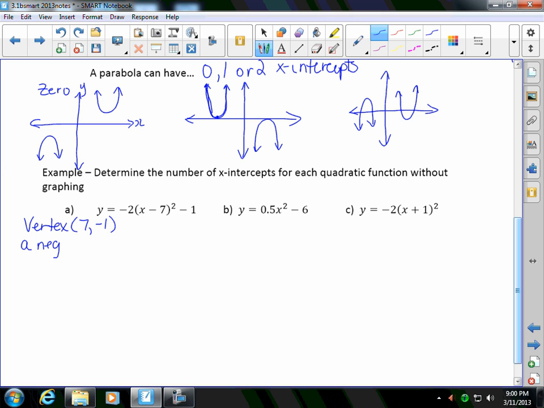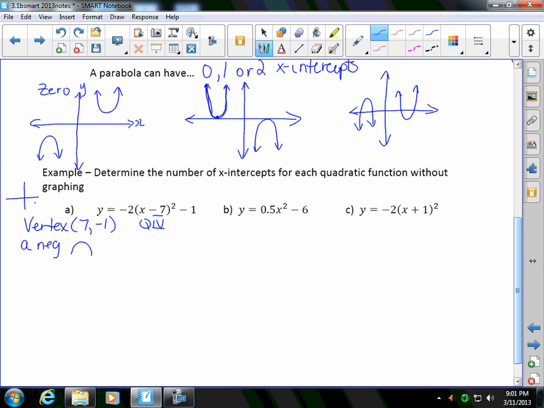So I know my parabola is going to be going in that direction. If I think where a vertex of 7, -1 is going to be, if you think of where your quadrants are, I've got a positive 7 and a -1, so it's going to be down in here. 7, -1 will put me here in quadrant 4.